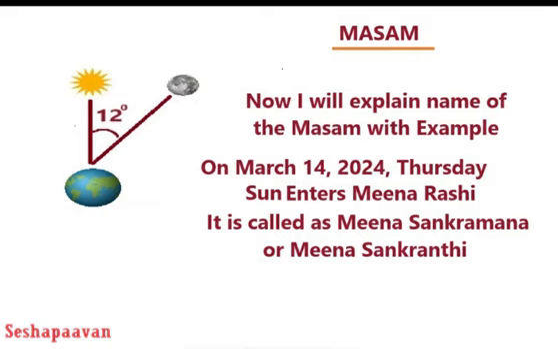On March 14th, 2024, Thursday, Sun enters into Meena Rashi. It is called as Meena Sankramana or Meena Sankranti. So the name of the Masam will be decided by the transition of Sun in a particular Rashi.